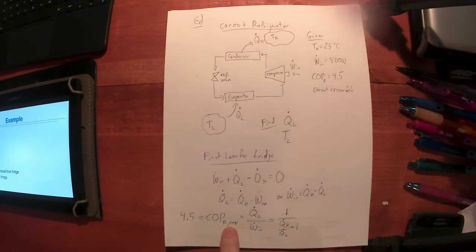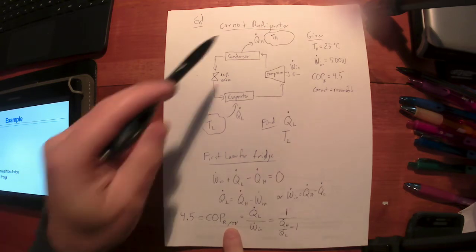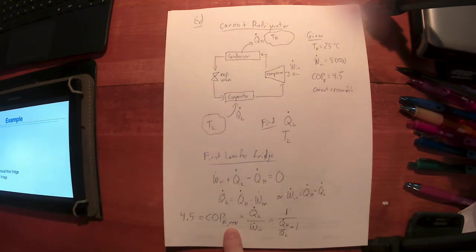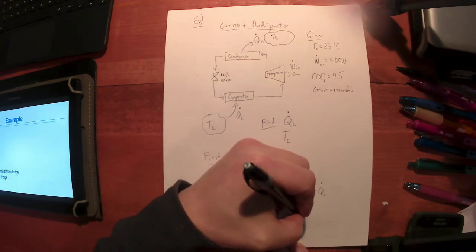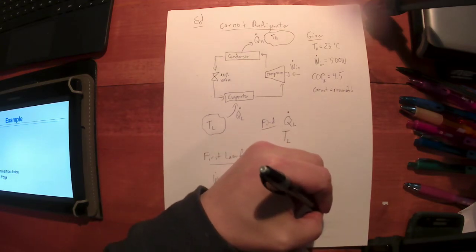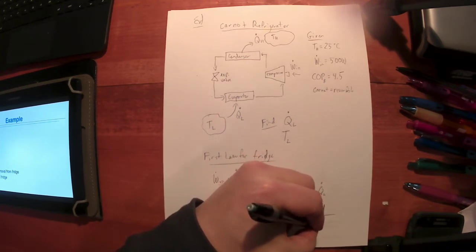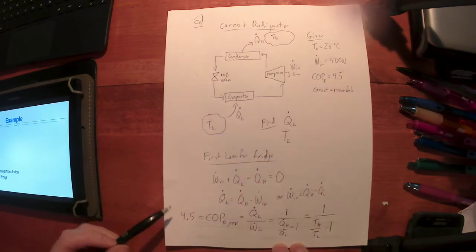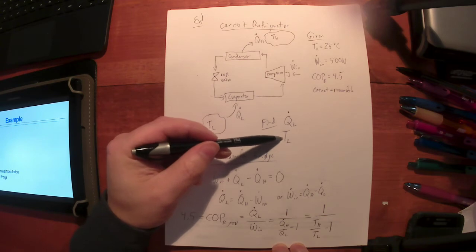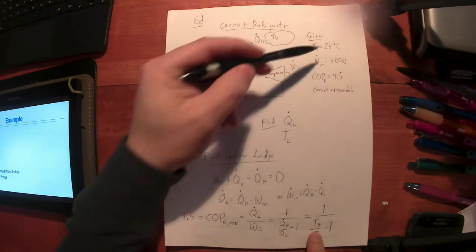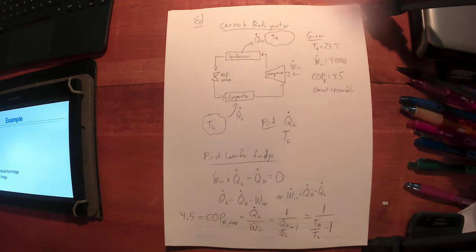Now, because it's a reversible refrigerator, because it's a Carnot device, Carnot is reversible by definition, that means it's operating at its maximum output, its maximum performance, or its maximum efficiency. So because that's the case, we can also say that the ratio of the heat transfer is equal to 1 over the ratio of temperatures. So remember, the problem asked for the low temperature. Given the high temperature, I can also find that here.